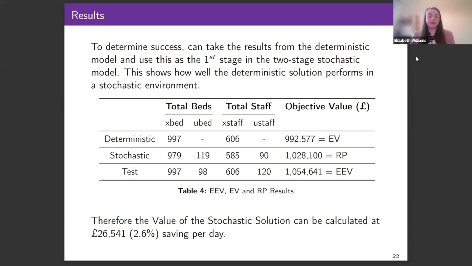If you look at the cost saving between the stochastic and the test, it shows that by planning originally on the stochastic model, you end up saving £26,500 per day, which is approximately 2.6%. Now, 2.6% doesn't sound particularly high. However, within the NHS, when we're talking about millions of pounds, this is actually a really big saving, and there's value in being able to distribute this money somewhere else. So this shows that you should be planning with stochastic models rather than traditional deterministic models.